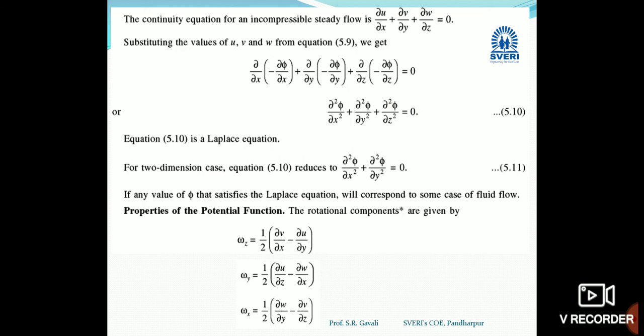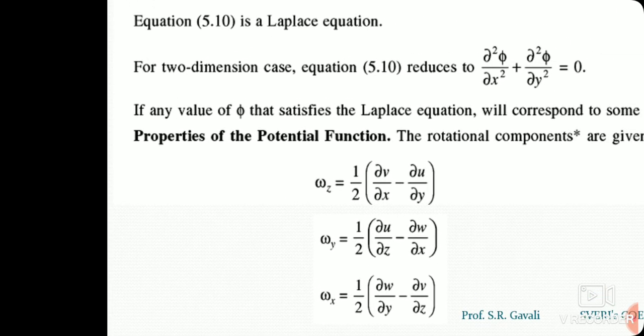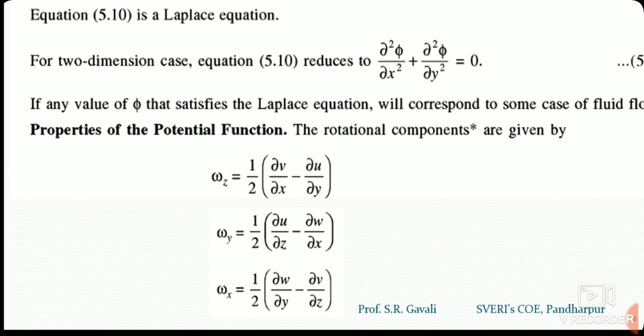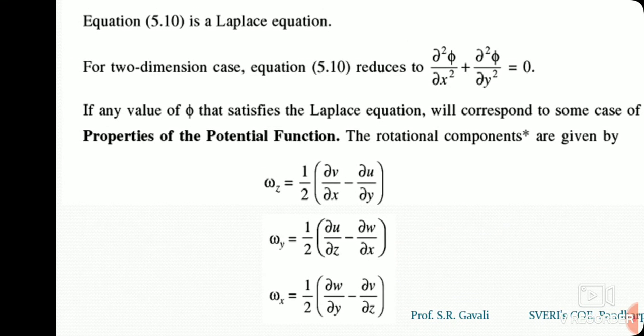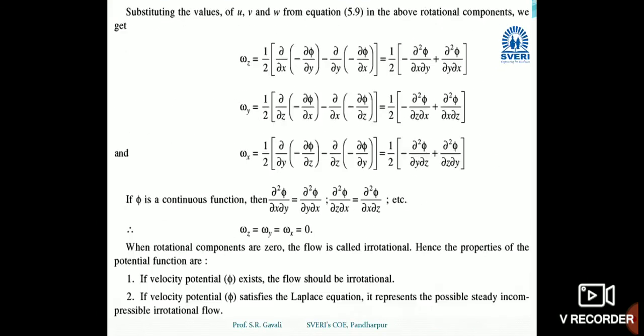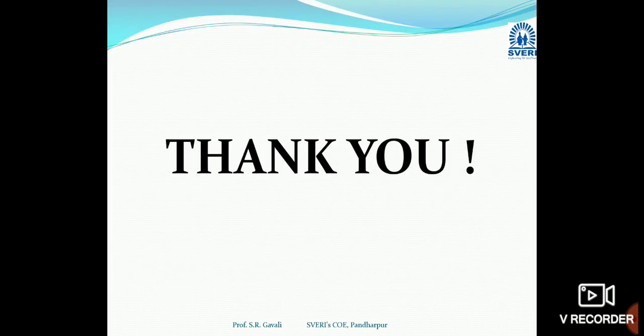So this is called the Laplace equation: dou square phi by dou x square plus dou square phi by dou y square plus dou square phi by dou z square is equal to 0. This is called the Laplace equation. In this way we have completed the analytic part of this particular chapter. So this completes our unit number 2, that is fluid kinematics, or kinematics of fluid flow. Thank you very much.